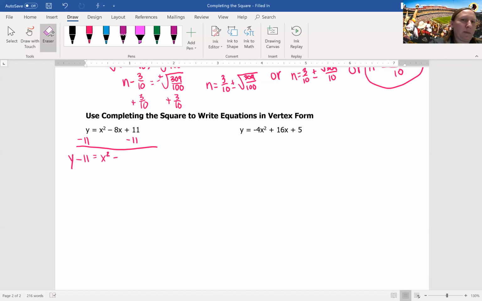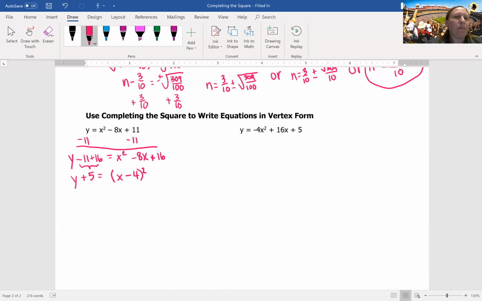Hold on, I want to leave a little space there. So y minus 11 equals x squared minus 8x. And now we can complete the square. So half of b would be -4. -4 squared is a positive 16. We add it to both sides. And we end up on this side with y plus 5 by combining those together. This is going to be x minus 4 squared.